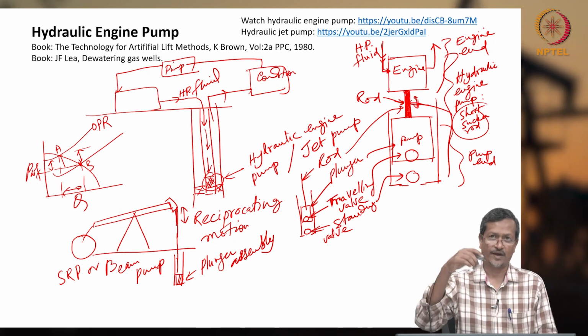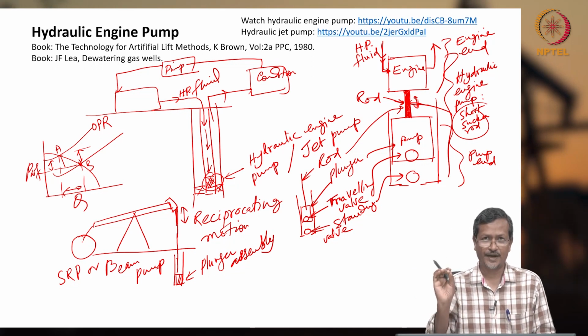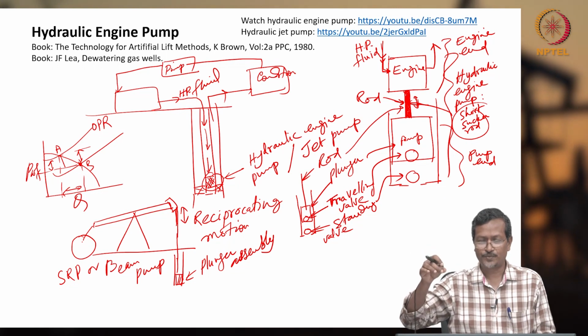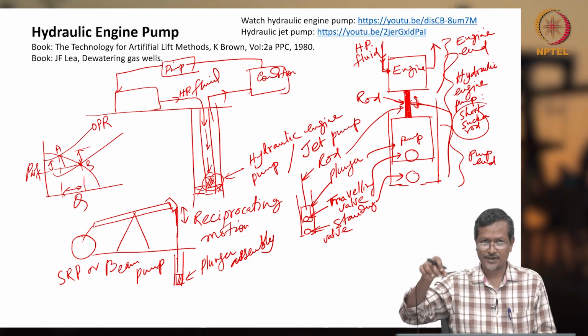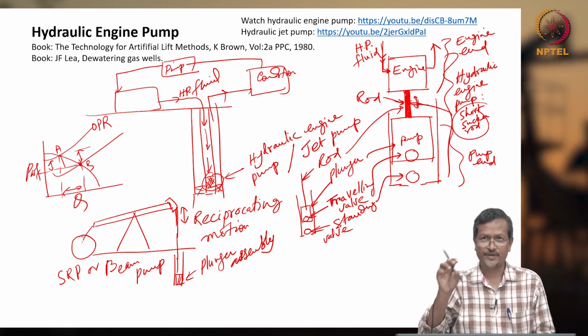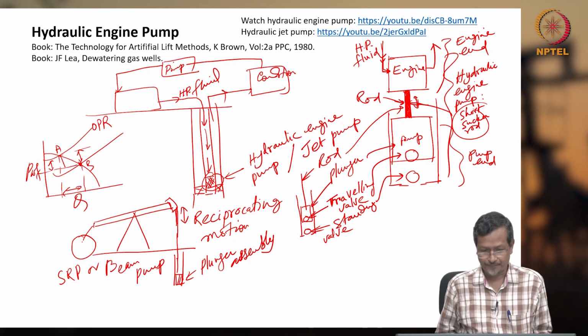But on surface you have one fluid system, a fluid system to create high pressure. That high pressure fluid comes down through your tubing, or maybe a separate tubing insert, and that high pressure fluid will be driving the engine, and you are getting production.